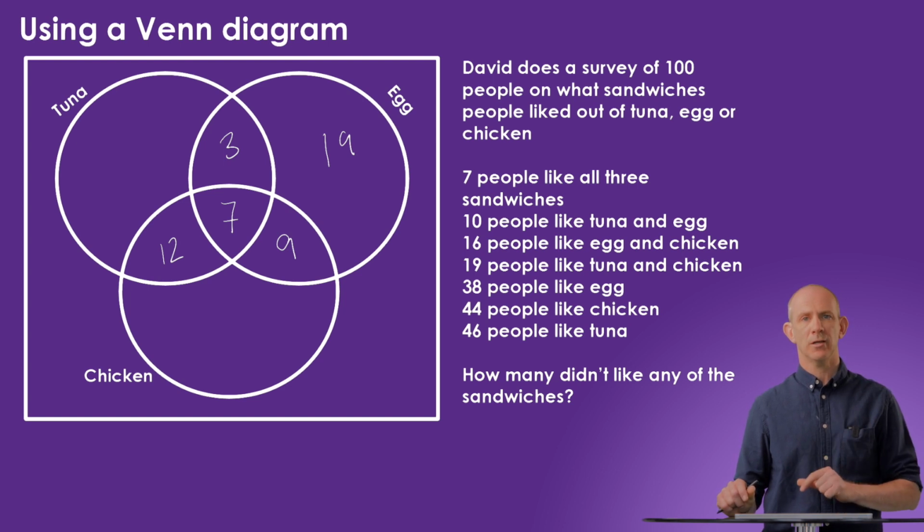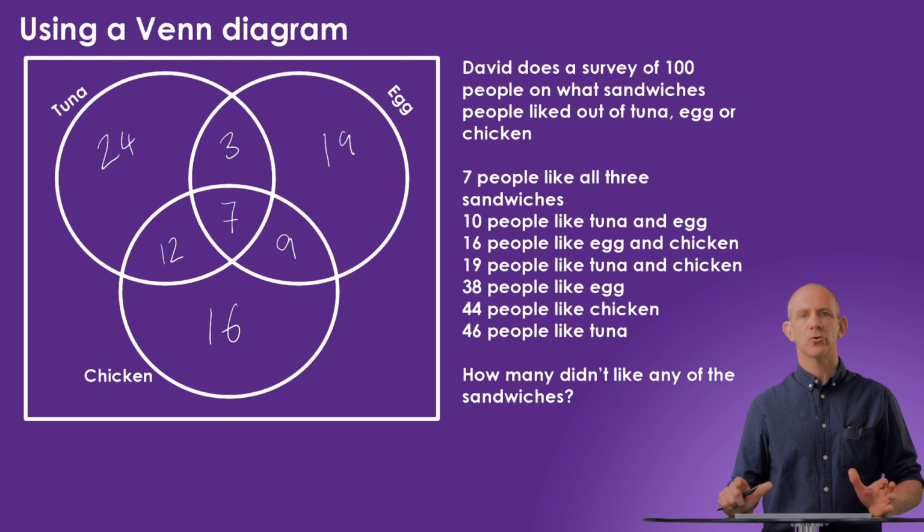If 44 like chicken, we can add 12 plus 7 plus 9 to get 28 and subtract it from 44 to get 16 who only like chicken. If 46 like tuna, we can add 12 plus 7 plus 3 to get 22 and then subtract that from 46 to get 24 who only like tuna.